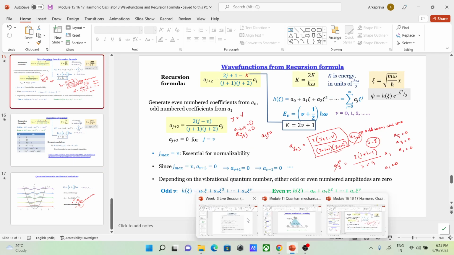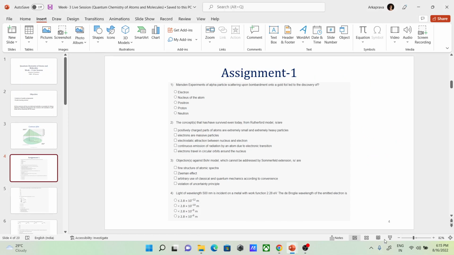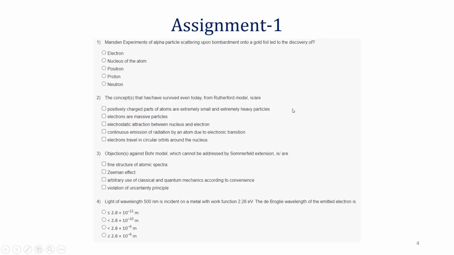Or we can go directly to the assignment questions, and we don't have to solve all the questions because these are pretty easy, I guess. If anyone had any specific doubt, we can solve that.